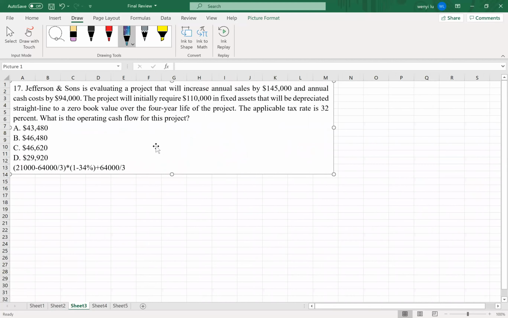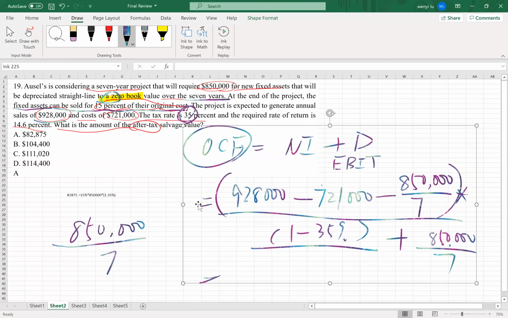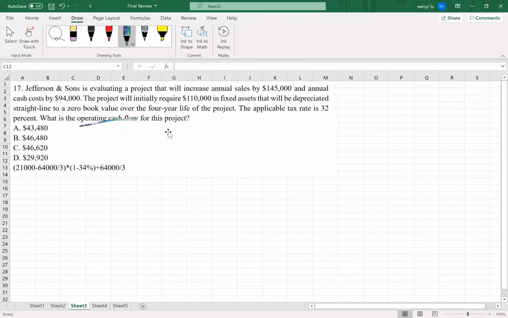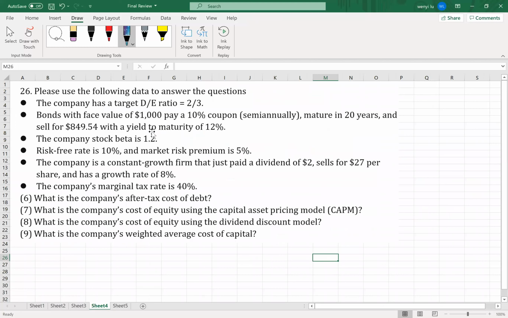Next one, right? We just solved, from our PowerPoints, the operating cash flows, right? And we already reviewed this one, and we also used this one to solve operating cash flow. So I will not repeat this one again, right? So let me show the other questions. So these questions are for what? Cost of capital, right? So I try to use this one as an example to review everything in the cost of capital part.